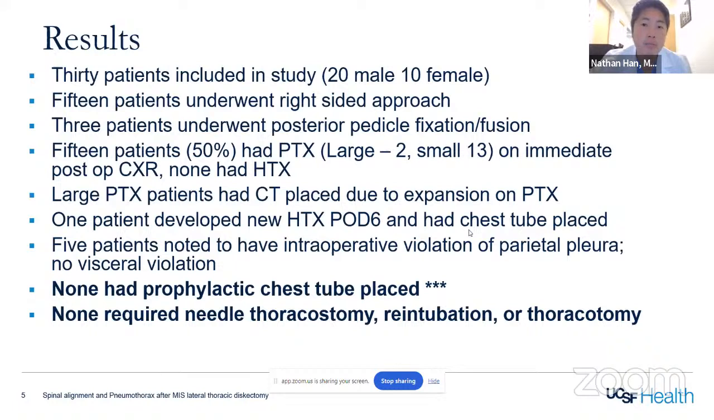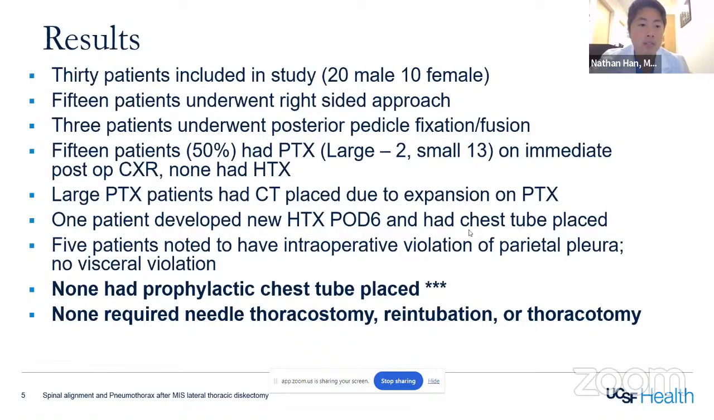3 patients underwent a pedicle fixation and fusion, and 15 of the patients had pneumothorax radiographically. However, only 2 of them were large and 13 of them were small on the immediate post-op chest x-ray, and none had a hemothorax on immediate post-op x-rays. The two patients with large pneumothorax had to have a chest tube placed due to expansion of the pneumothorax, and one of the patients developed new hemothorax post-op day 6 and also had to have a chest tube placed. 5 patients were noted to have an intraoperative violation of the parietal pleura.